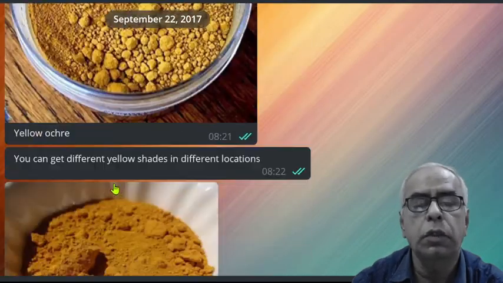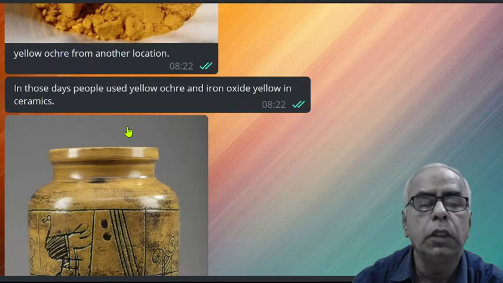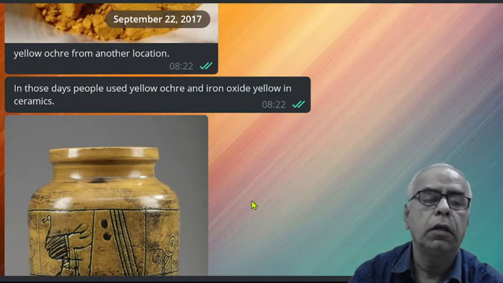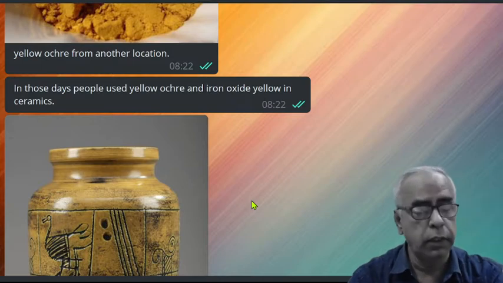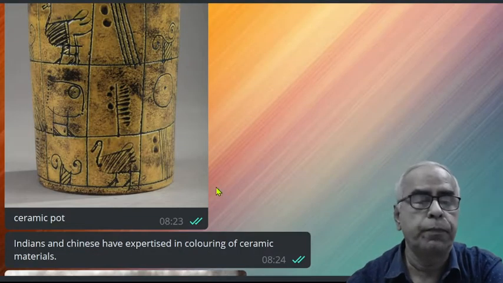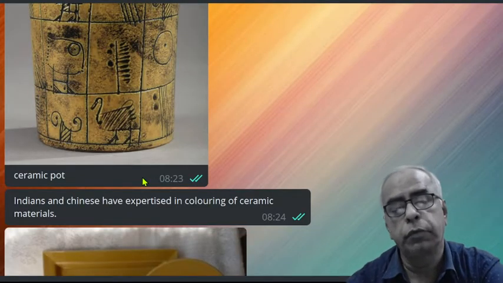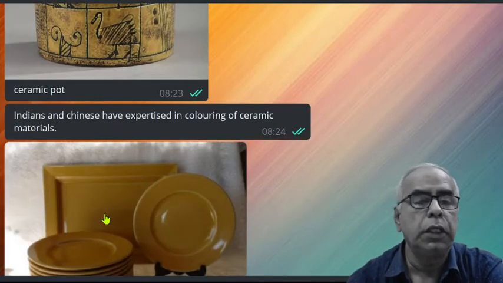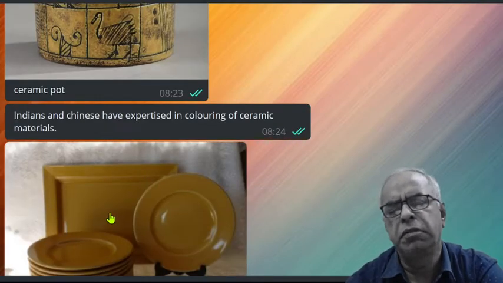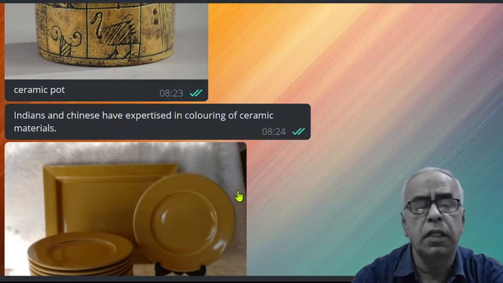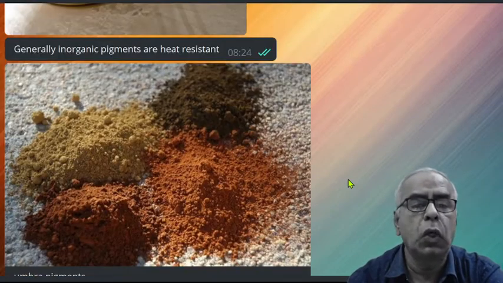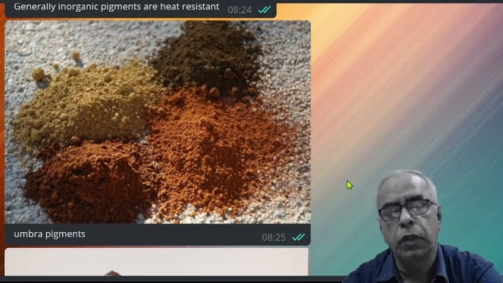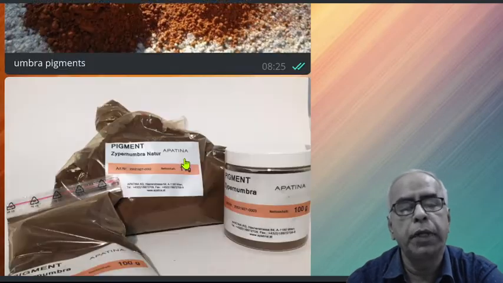Now this is darker and this is brighter. In those days, these yellow ochres and iron oxide yellows were used in ceramics. Ceramic pots are very popular with these yellow oxides. Indians and the Chinese have expertise in coloring ceramic materials. Generally, inorganic pigments are heat resistant, and we have umber pigments.